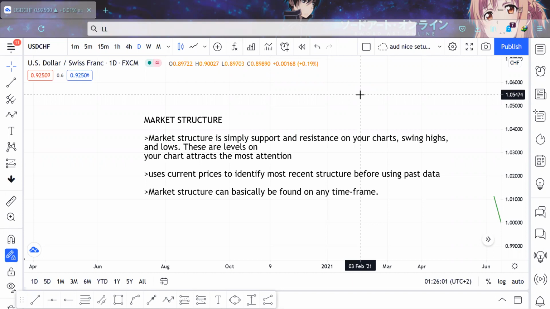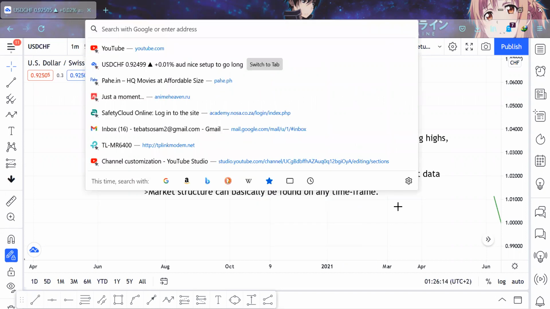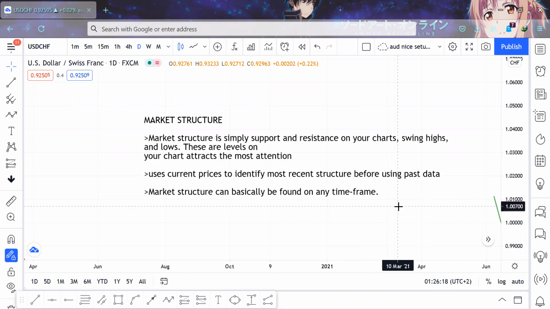So we have been analyzing. I've done the USD analysis, the USD CHF analysis, and in all of my analysis, I'm sure you guys have been hearing me talking about market structure, and then I'll be waiting for a break of structure. So in this video, we will be talking about market structure. Basically, what is market structure and how to identify it, right?